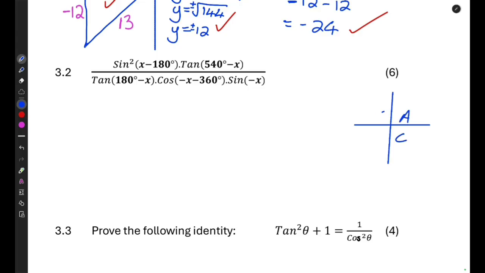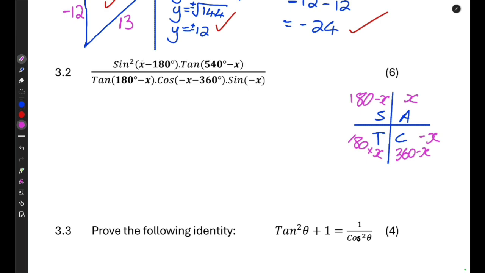So C-A-S-T, and then I can say this is just theta. In this case, this is x, 180 minus x, 180 plus x, and then the last one, 360 minus x, or just minus x. Okay, now I can start. So if I look at the first one, sine of x minus 180. Now, I just drew the CAST diagram, and I don't see an x minus 180.